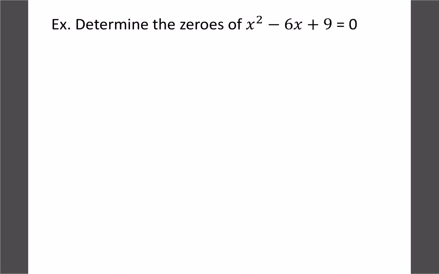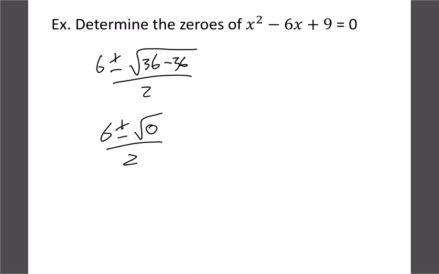Okay, here's another one. If we actually use our quadratic formula, we'd get 6 plus or minus b squared is 36. 4 times 1 times 9 is 36 again, over 2. So you can see when we simplify this one, we get square root of 0. Square root of 0 is 0, so we just basically get 6 over 2, which would be 3. So what that means is we actually only get one solution.